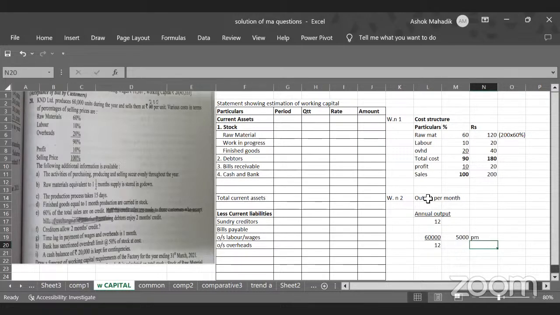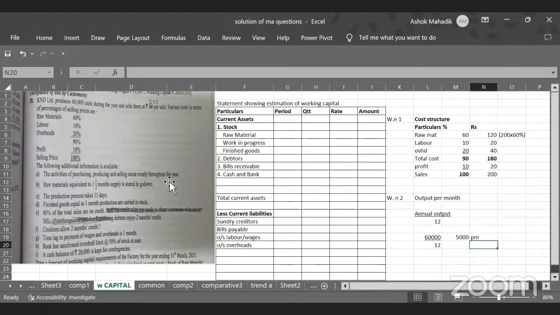Now, let us read the sum. The following additional information is available. First, the activities of purchasing, producing, and selling occur evenly throughout the year. This is information that the business is running evenly. That is, sales is distributed evenly over the 12 months. Purchases are done evenly throughout the year. This is just information. Don't do anything for this one.